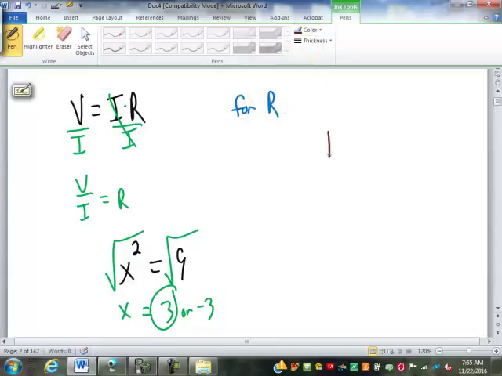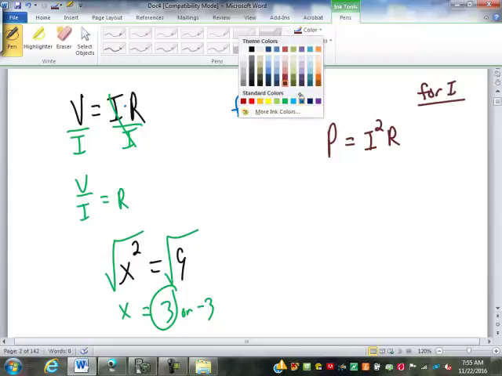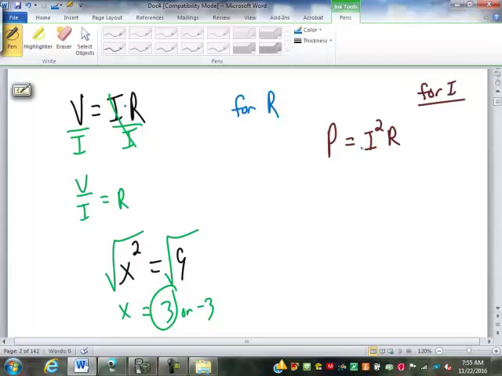So what if we have P equals I squared times R, and I want to solve this for I. Now, two things have happened to I. I has been squared, then it was multiplied by R. To take it apart, we're going to reverse that. We'll divide by R. So R divides out. So I squared is over here. P over R is over here.